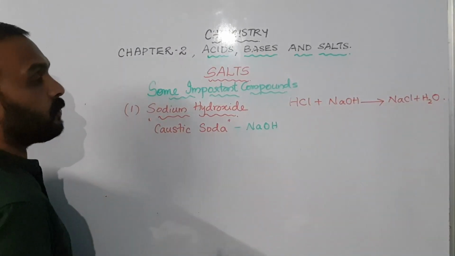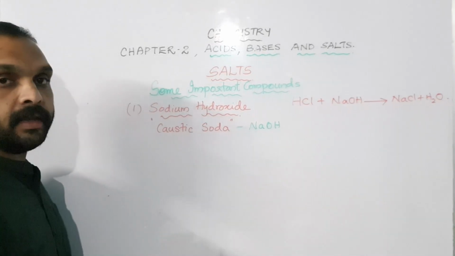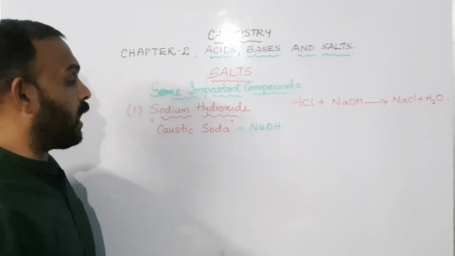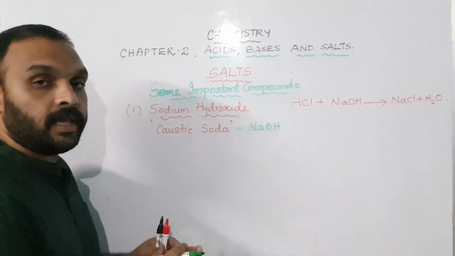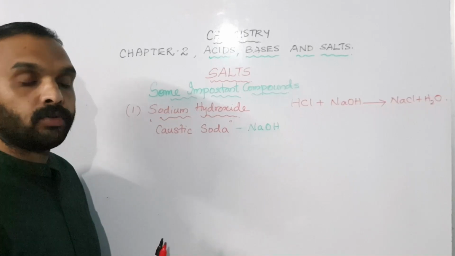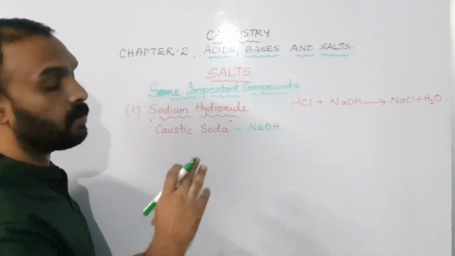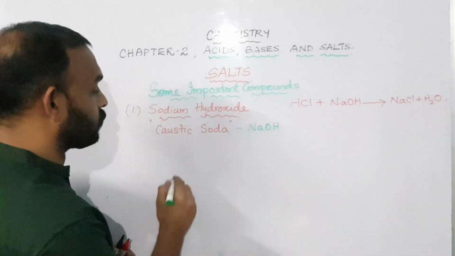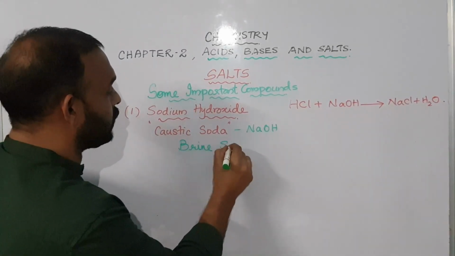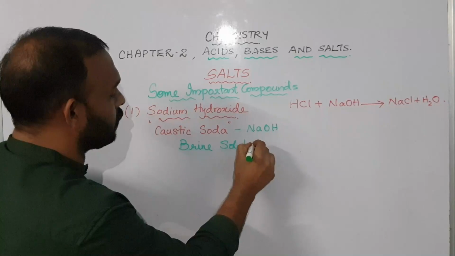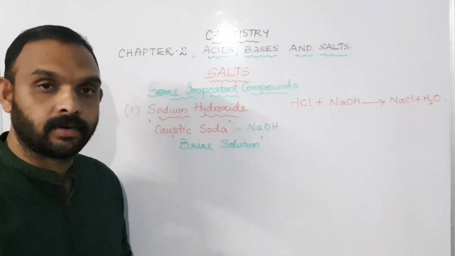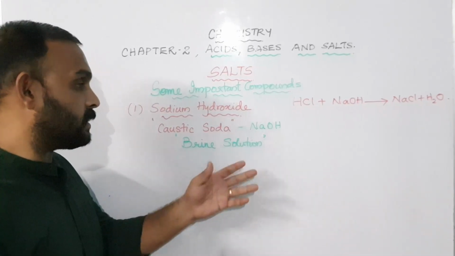The preparation of caustic soda is mainly by, it is also known as electrolysis process, which we know. And it is by passing electricity when we pass electricity through an aqueous solution of sodium chloride. This aqueous solution of sodium chloride is also known as a brine solution. Okay. Brine solution means what? Aqueous solution of sodium chloride is known as brine solution. So let's see the preparation.